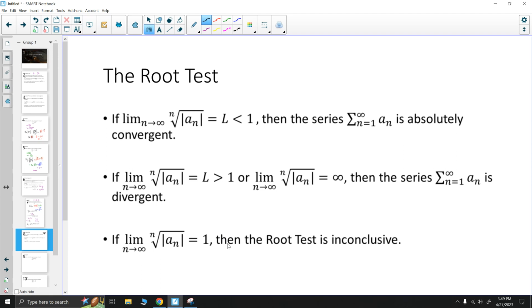And if we get 1, then our root test is inconclusive. So we're using the same basic concept as before, where our L here being less than 1 converges, greater than 1 diverges, equal to 1 inconclusive. Now, when do we use this root test? Well, we use it when we have something to some power of n.